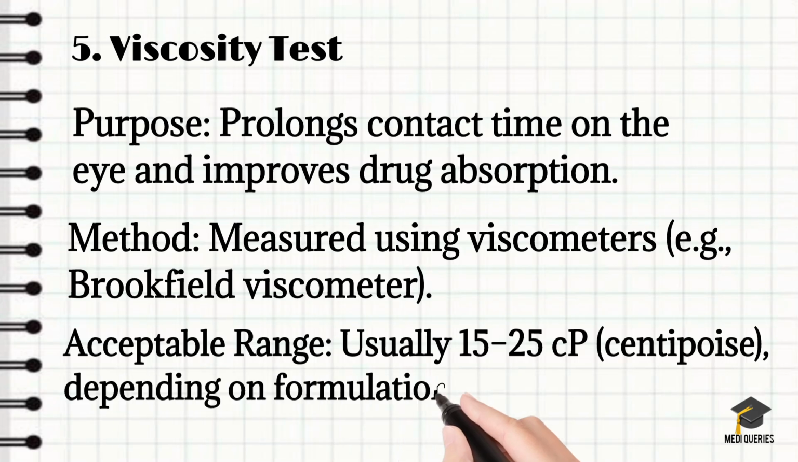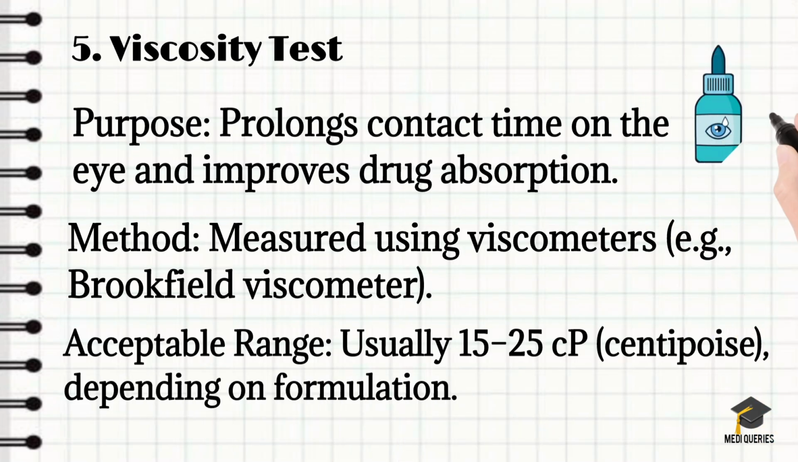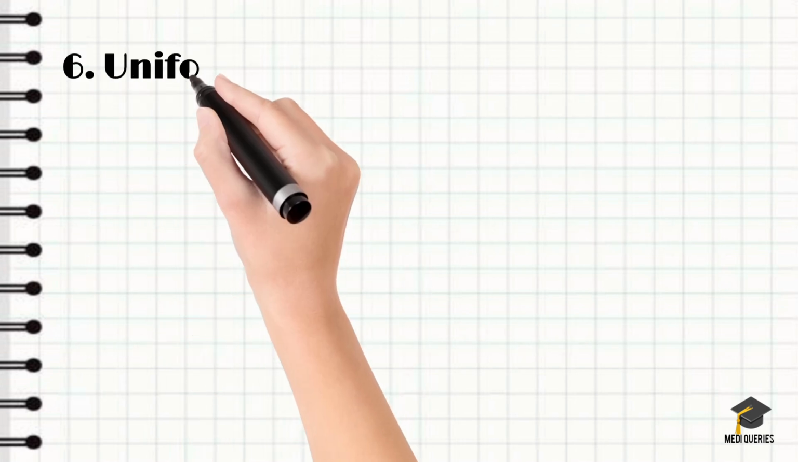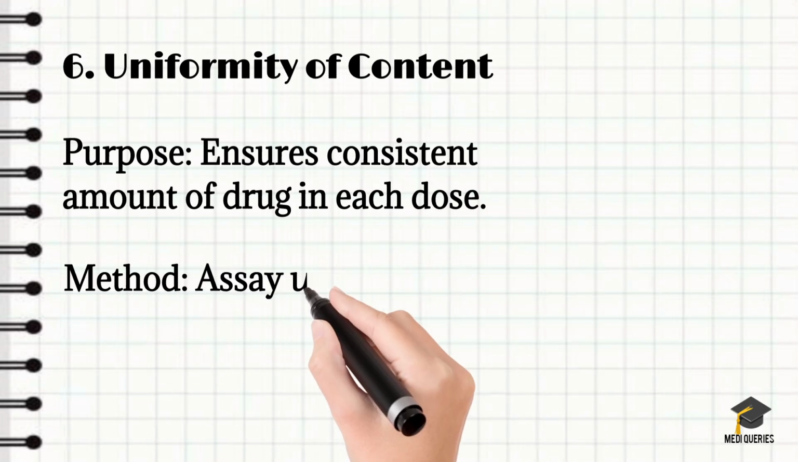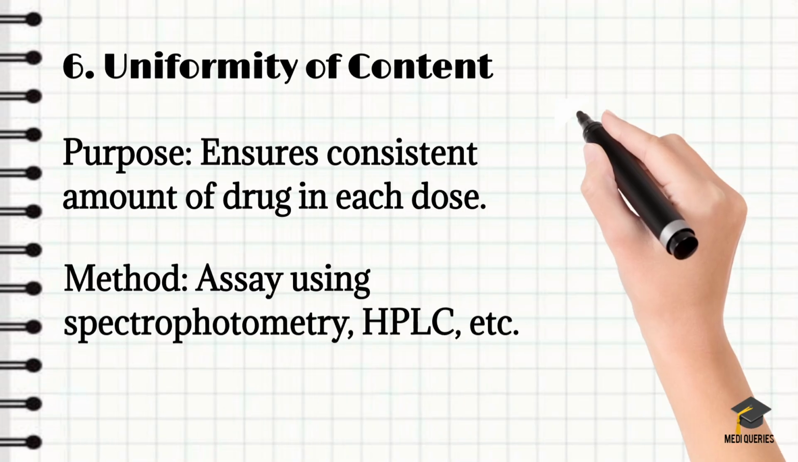And the next one is viscosity measurement, measured using a viscometer, that is a Brookfield viscometer. The ideal range of 15 to 25 centipoise needs to be maintained for eye drops. Higher viscosity increases the contact time with the eye. So for that purpose we are conducting this test. And the next one is the drug content and assay.